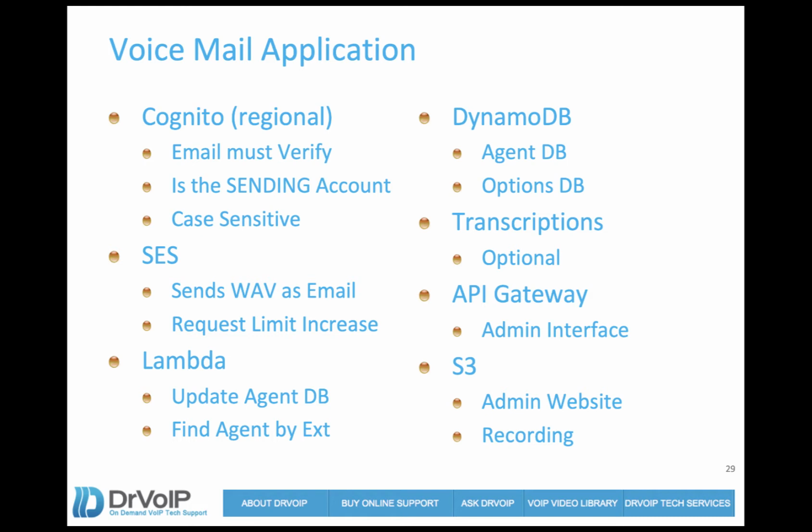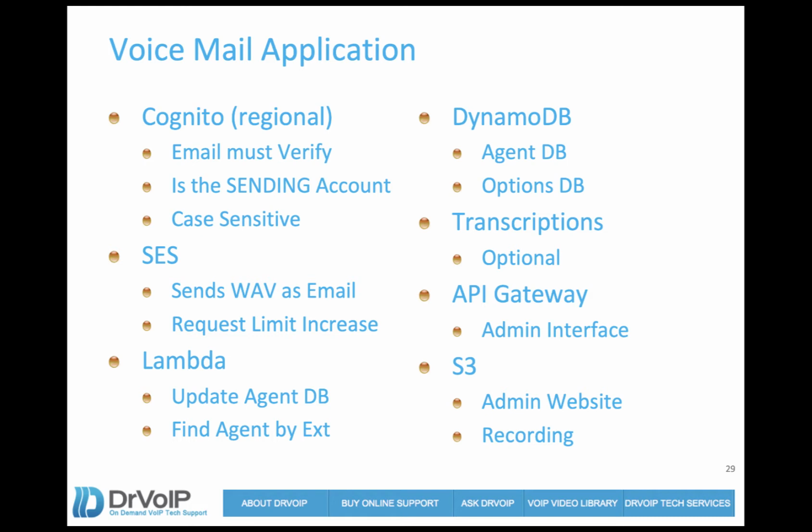So there's a Lambda function for some of the delivery options, and Lambda functions for finding the agent by extension. You need to remember to add that Lambda function in contact flows in your Connect instance. There are DynamoDB tables that contain the agent database as well as the delivery options, transcriptions. The connectivity is set up. It's optional.